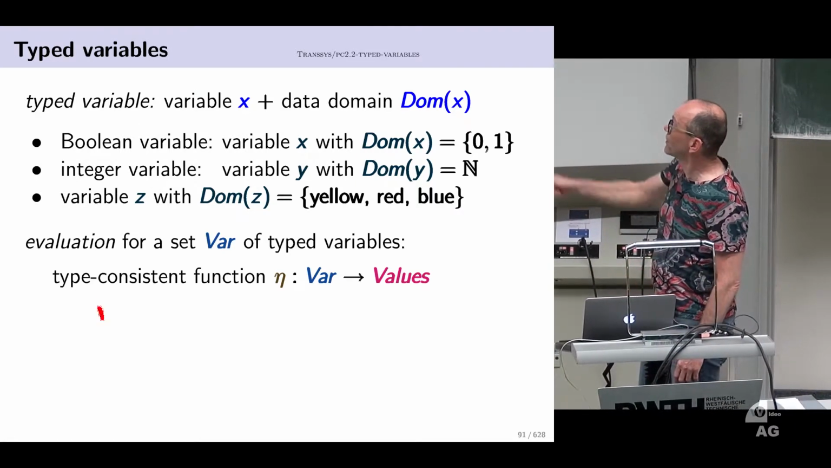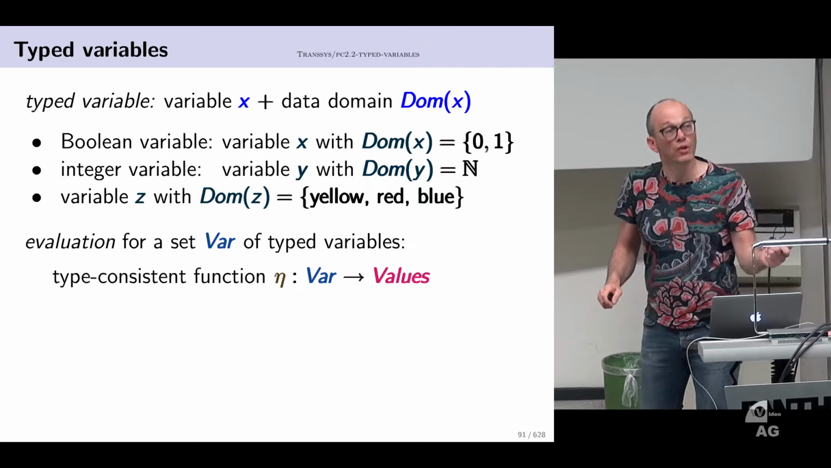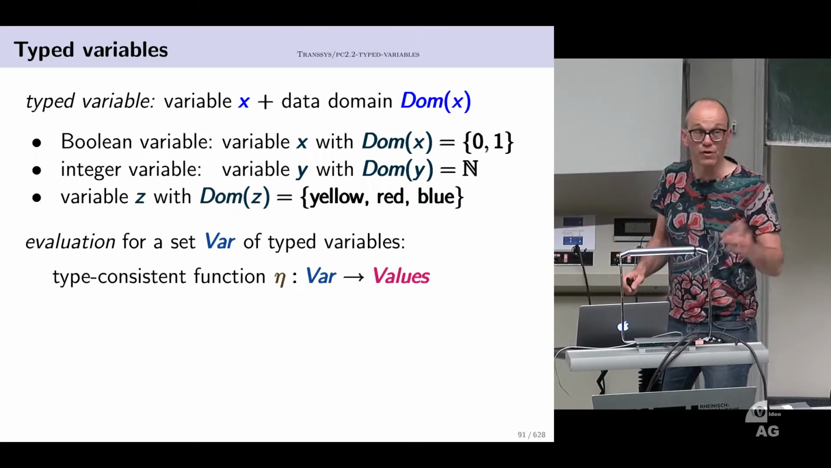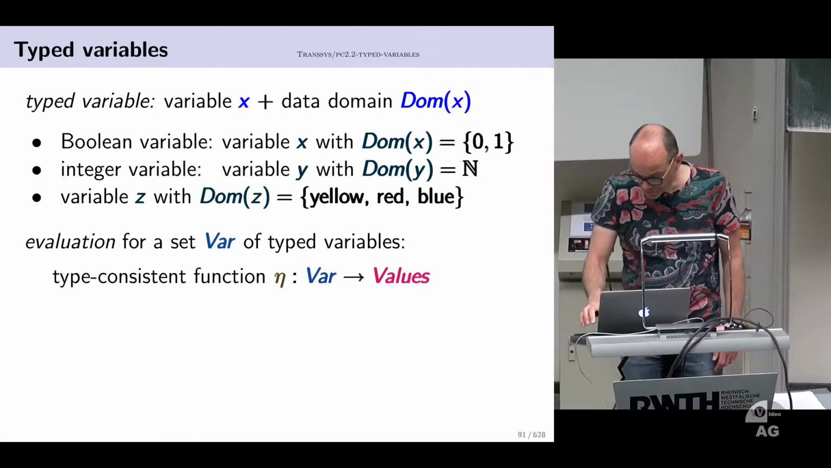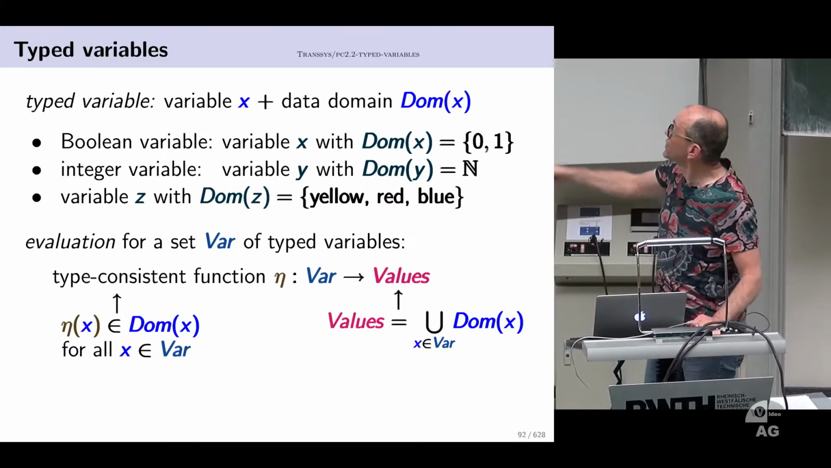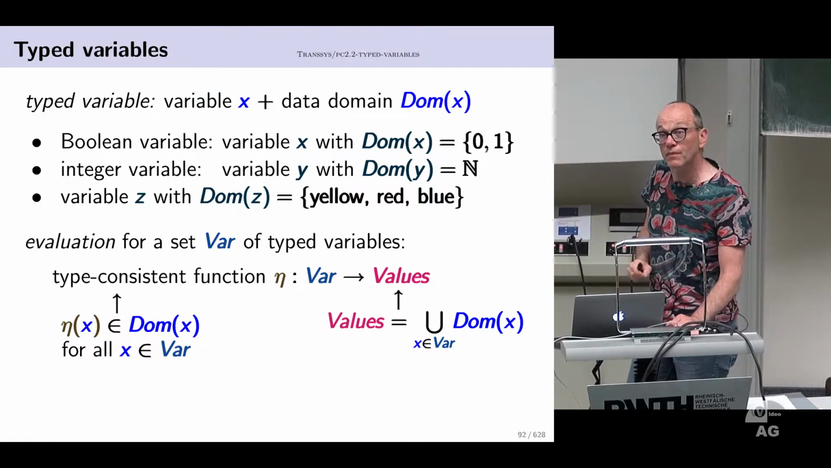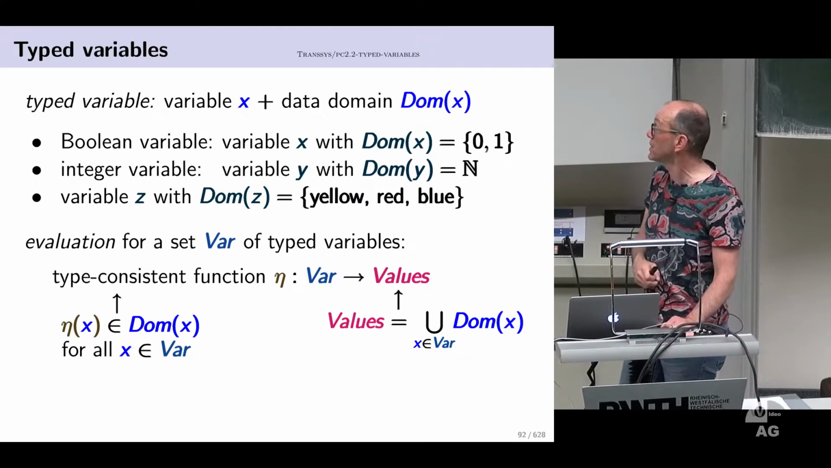And now we give a function, and I'm assuming up front this is type consistent. Type consistent means the value of a Boolean is a Boolean and not 27. The value of an integer is an integer and not a string, and so forth. And this function is going to map variables to values. So this is what I just said. Type consistent means that if I take the variable x and look at the value that eta assigns to x, this must be a member of the set dom of x. It must be in the domain of x. No type inconsistencies. That's what this says.